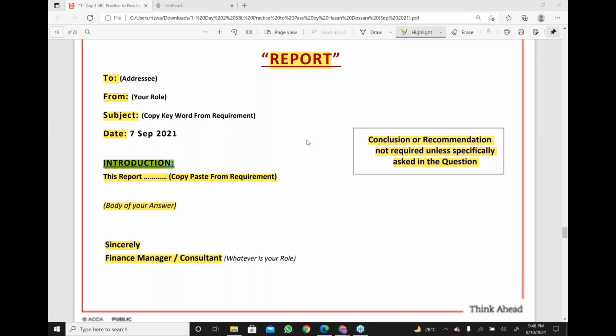Any questions on the report format? In report will provide answer on your calculation based. Is the report heading important? Very important. I explained this yesterday as well. All right, move on.